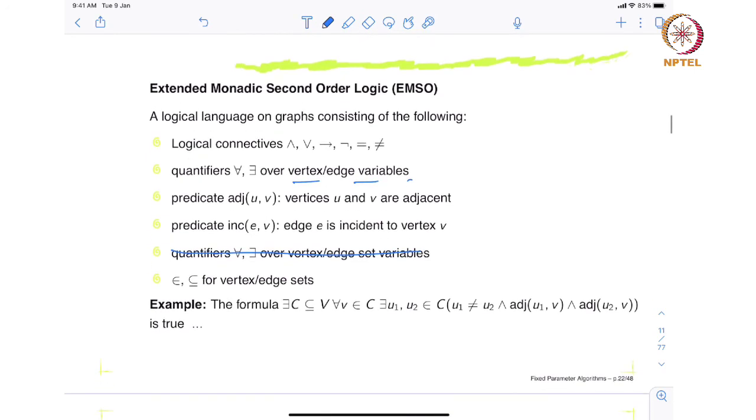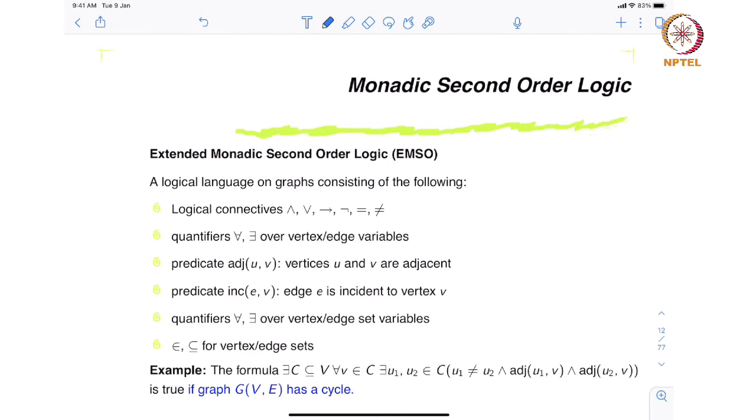So, for example, look at the formula: there exists C subset of V, for all v in C, there exist u1, u2 in C such that u1 is not equal to u2, adjacent of u1 v and adjacent of u2 v is true. What does this formula mean, if a graph satisfies this formula? It will mean that the graph G is satisfying it only if the graph has a cycle. Why? Because what are we saying? There exists C, a subset, so who will satisfy this formula, right? Only those graphs will satisfy this formula if they have a cycle.